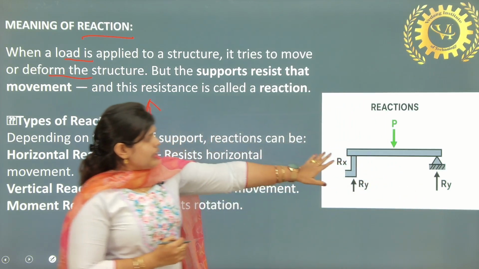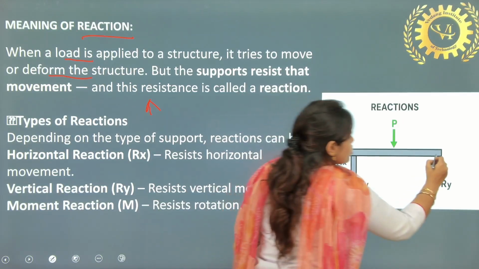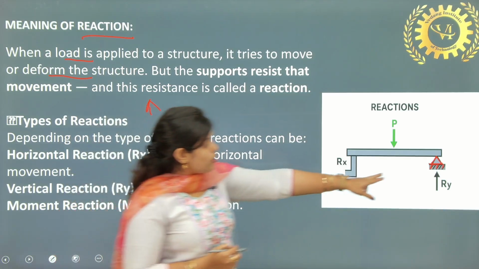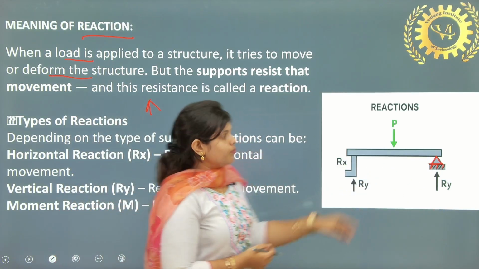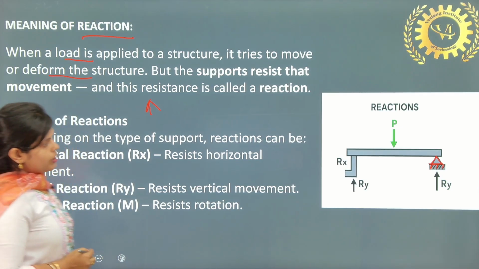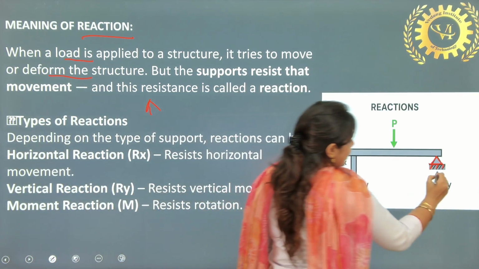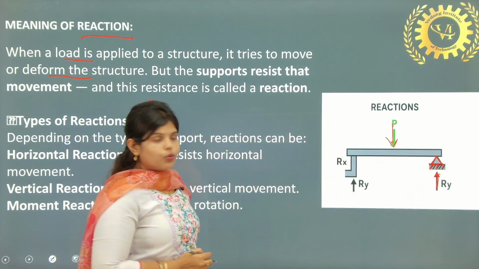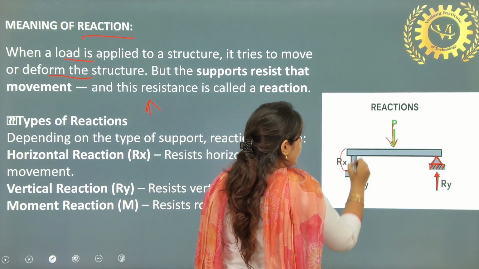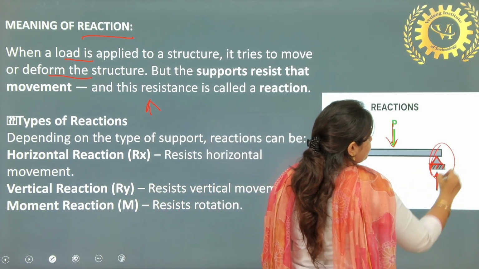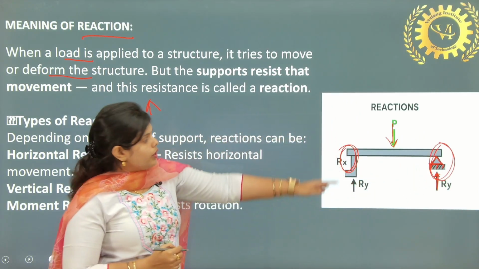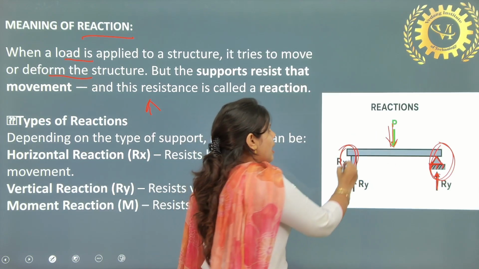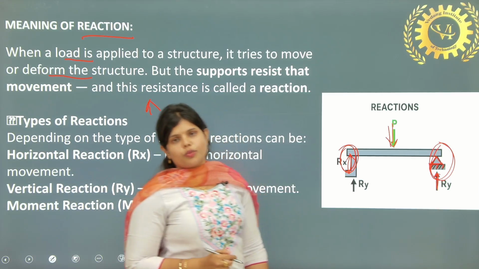Here we have a type of support. I will discuss this diagram later. Now, okay, here you can see we have reactions. The force applied is P and the reaction will come at the end of the support. The force will be acting at the center, but the reaction will occur at the point of support.